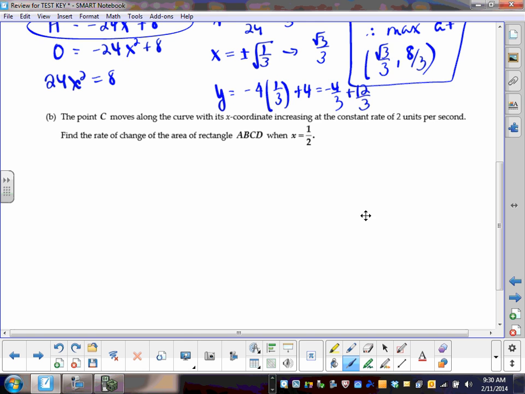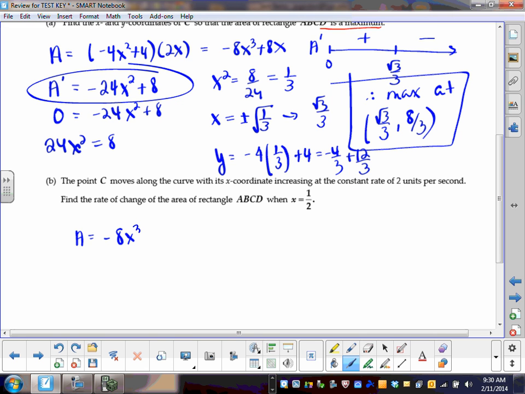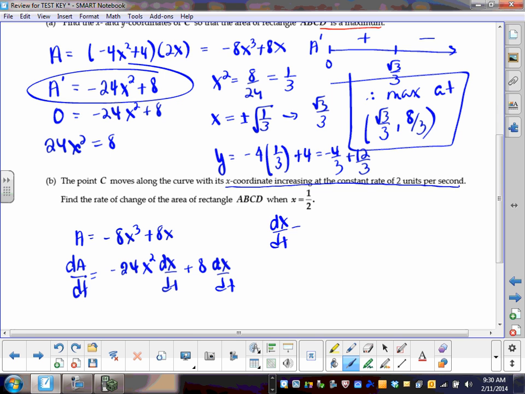Okay, the next part is a related rates problem. As the point moves, the x-coordinate is changing at a rate per second. That's the rate of change with respect to time. So that's when we do the dx dt. It says find the rate of change of the area. So I'm still going to use the simplified area formula as negative 8x cubed plus 8x. But now the change in area over time is negative 24x squared dx dt plus 8 dx dt. Now the x-coordinate is increasing at a constant rate of 2, so dx dt is a positive 2 units per second.